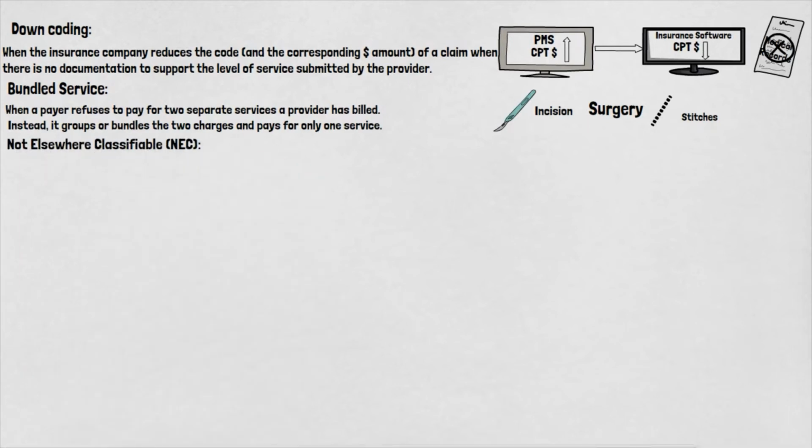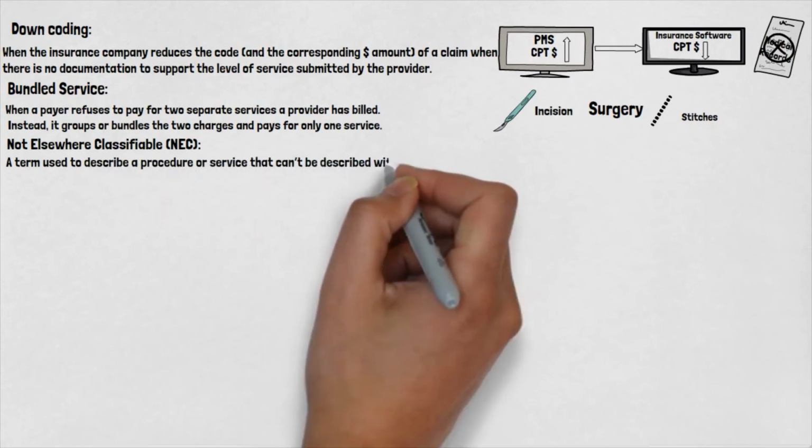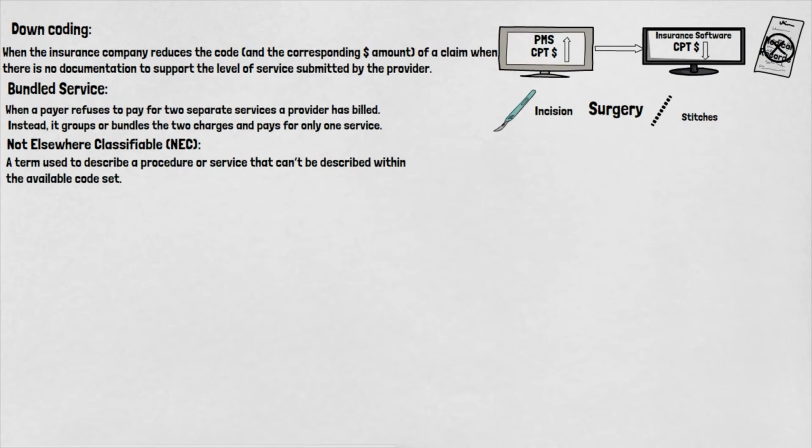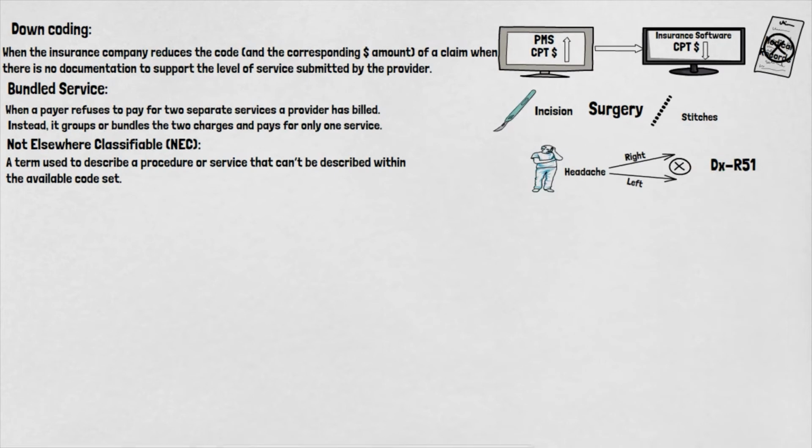Now the next one is not elsewhere classifiable, NEC, a term used to describe a procedure or service that cannot be described within the available code set. Now, say for example a patient walks into the doctor's office with a complaint of headache. The standard diagnosis code used for headache is R51. Now, if the patient says he has headache on the right side of his head or left side of his head, then there will not be any specific diagnosis code to indicate that.